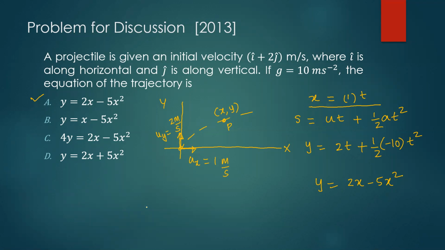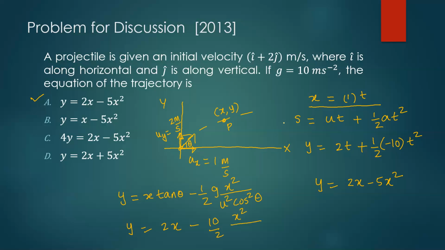And if you remember that trajectory equation, you can also use that. I think for this problem, going by the basic ideas is much better. So x tan theta minus half g x square by u square cos square theta. You remember this? Very useful. Because of these velocities, tan theta would be vertical component by horizontal component, so that is 2. So you'll get 2x minus, g is 10, 10 by 2, x square, over u square.